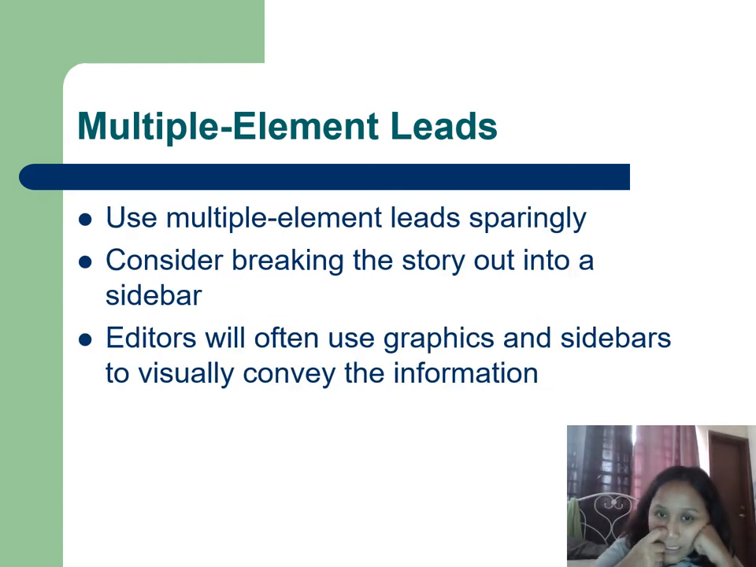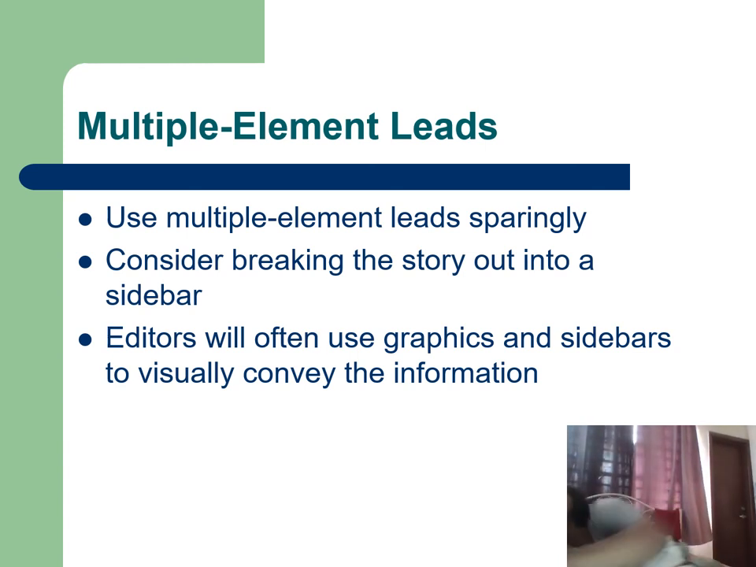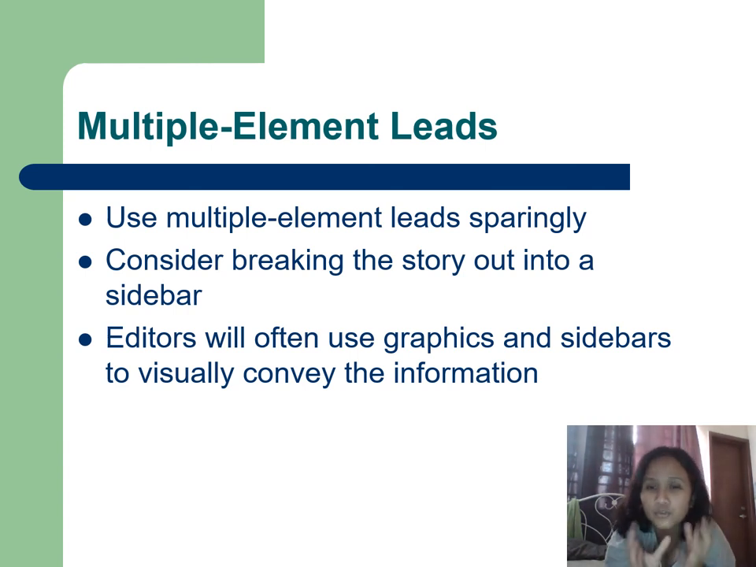Okay, and last but not least, use multiple element leads sparingly at certain times and consider breaking the story out into a sidebar. So normally if you have so many things happening in a particular story, for example if you cover a sports story at a stadium, and suddenly the stadium went on fire, and there are so many things happening in the stadium itself, try to break out your story into a sidebar, which I will explain later in class. And editors will often use graphics and sidebars to visually convey the information. Sometimes you need to visualize your story for the readers so that they will have a better understanding of the story.